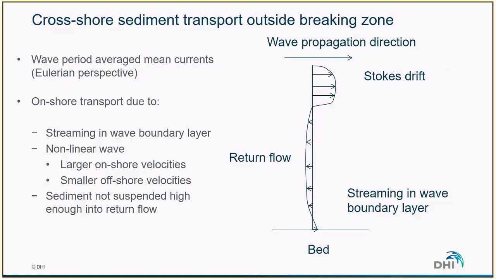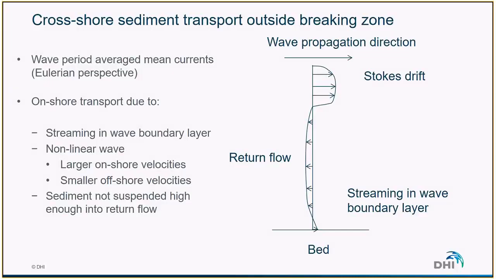Let's now have a quick look at the cross-shore sediment transport. The cross-shore sediment transport is important as a coastal profile is formed by erosion and deposition associated with shore-normal transport. And the profile is needed for the longshore sediment transport, as we've seen before. So here is a summary of the different contributions we can find outside the breaking zone.